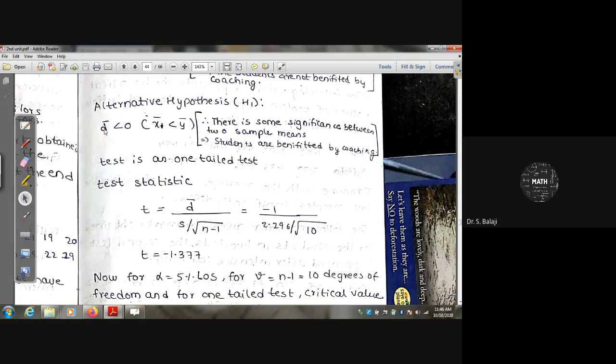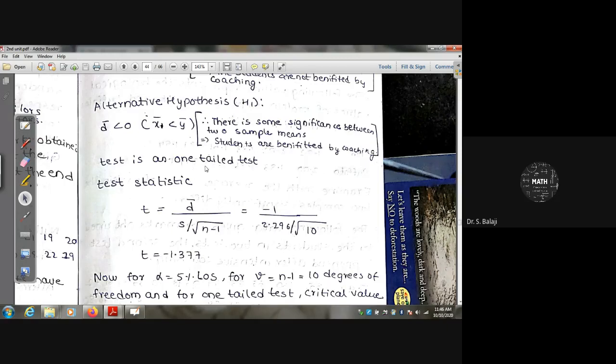Based on the d bar value, x bar is before coaching and y bar is after coaching here. From that d bar value, you identify that the after-coaching average value is greater than the before-coaching average value. Therefore, students are benefited by coaching. The implicit meaning is that for this type of problem you have to move with the help of d bar, because d bar is what you know. Students are benefited by coaching.